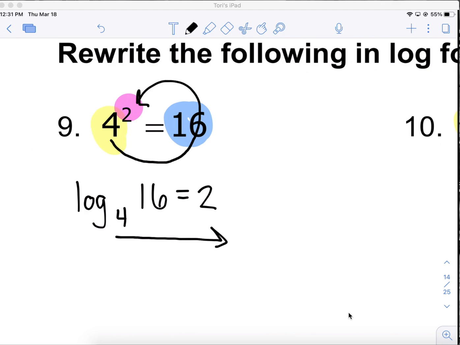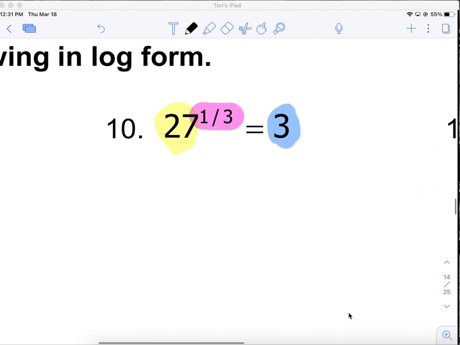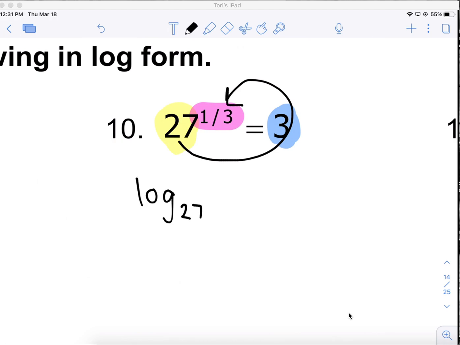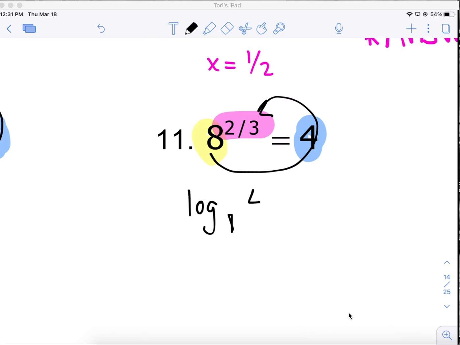I'm not asked to solve it. I'm just asked to write it out. If I do this one, 27, 3, 1/3, log base 27 of 3 is equal to 1/3. It tells me the order to write it in for the log. So 8, 4, 2/3. Log base 8 of 4 is equal to 2/3.